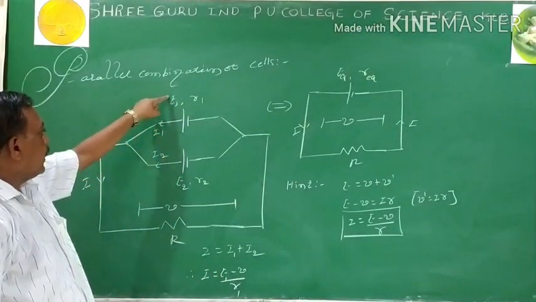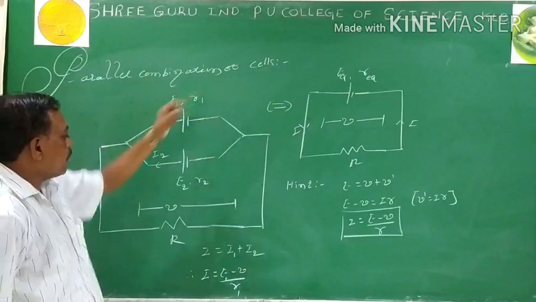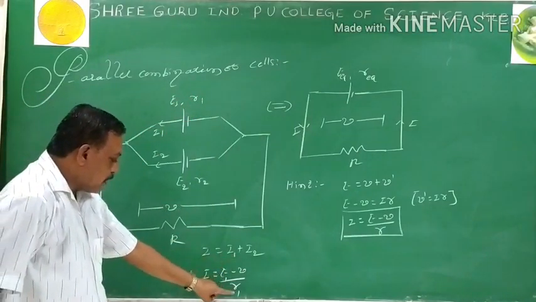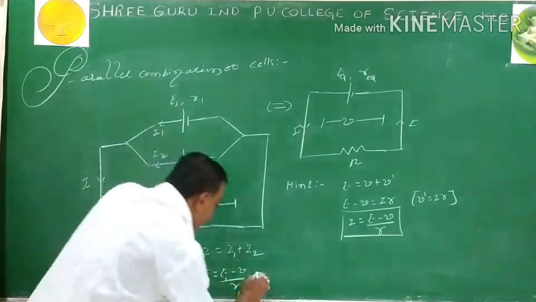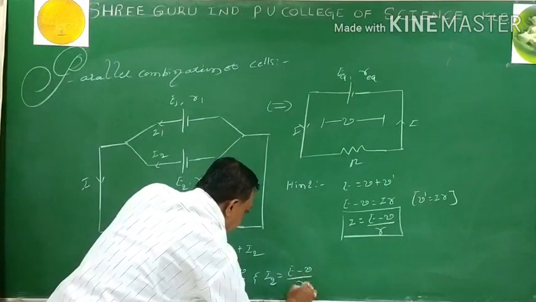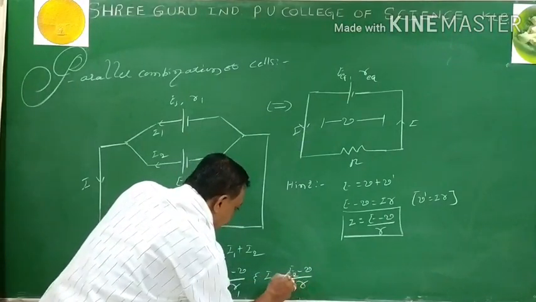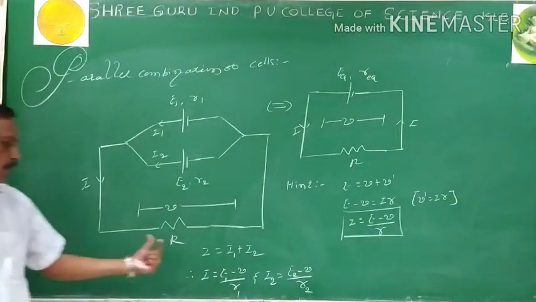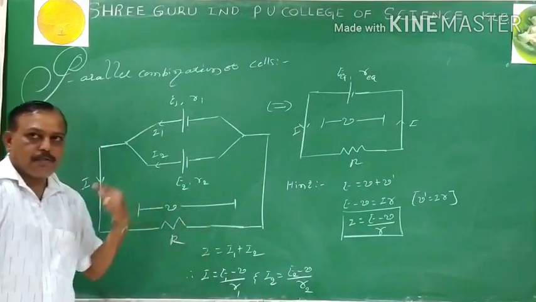I1 is obtained from E1. E1 is having internal resistance R1. Voltage remains same. Similarly for I2, E minus V divided by R. I2 is from E2. E2 is having internal resistance R2. Voltage remains same. Then I substitute the terms in the above equation.